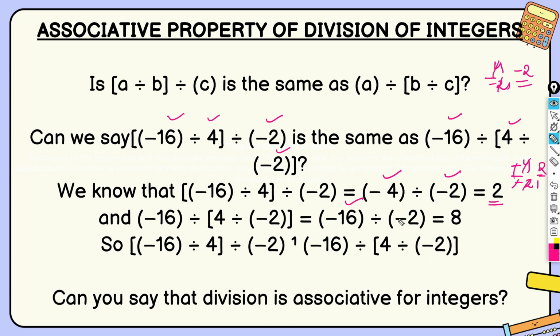This becomes minus 16 divided by minus 2. Minus 16 by minus 2: minus minus gets cancelled, 2 ones are 2, 2 eights. So the result is 8. Thus we can say that minus 16 by 4 by minus 2 is not equal to minus 16 by 4 divided by minus 2. So this property in integers for division is not applicable.